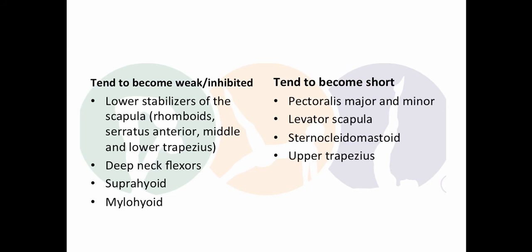Now he said the ones that tend to become short are the pectoralis major and minor, the levator scapula, the sternocleidomastoid, and the upper trapezius. And this is exactly what we're seeing in that forward head posture.